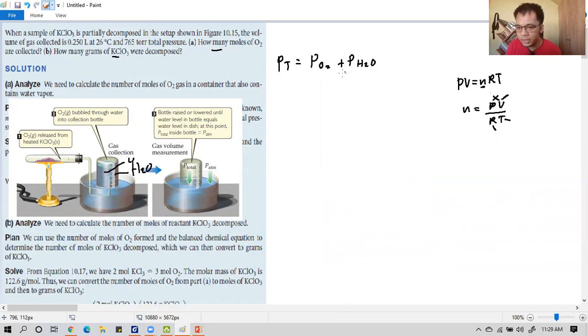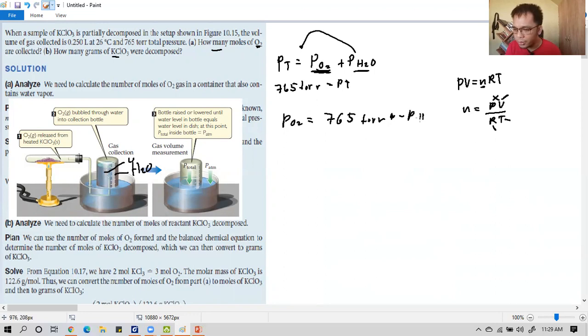So what's the pressure? The total pressure, it's not 765 torr, sir? No, guys, that is the total pressure. This one here is the total pressure. We have to isolate the moles of oxygen, because water contributes, so we have to remove this. So what we will do is transpose to get the pressure of oxygen: PT, which is 765 torr, minus the vapor pressure of water.